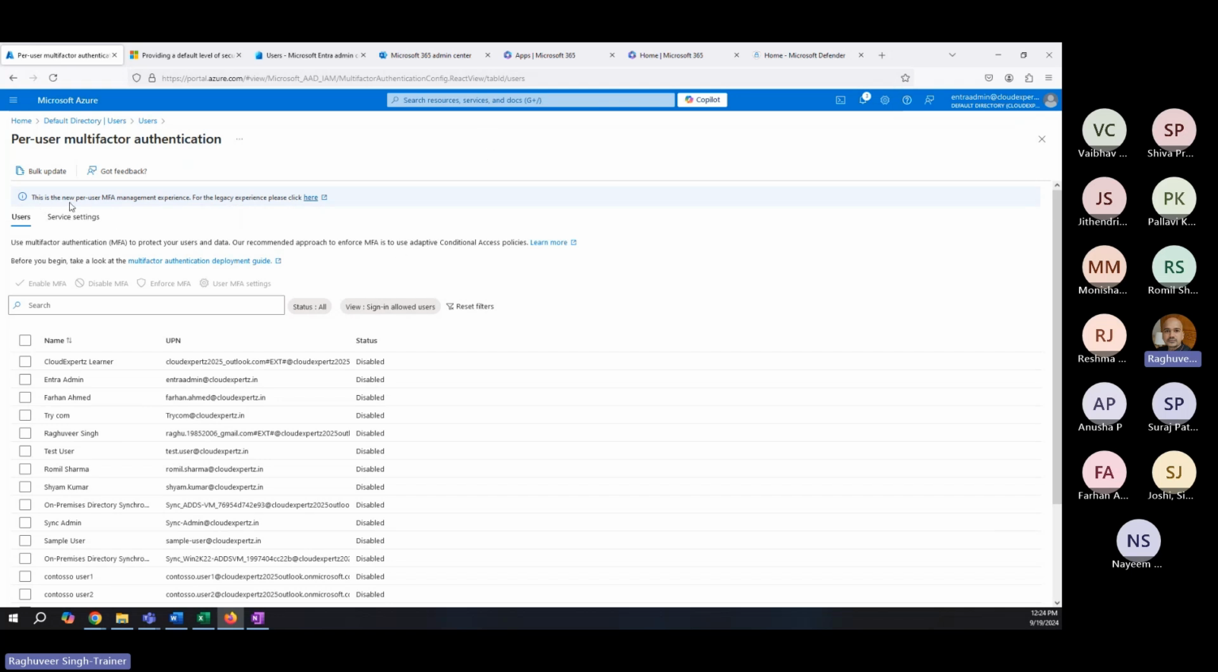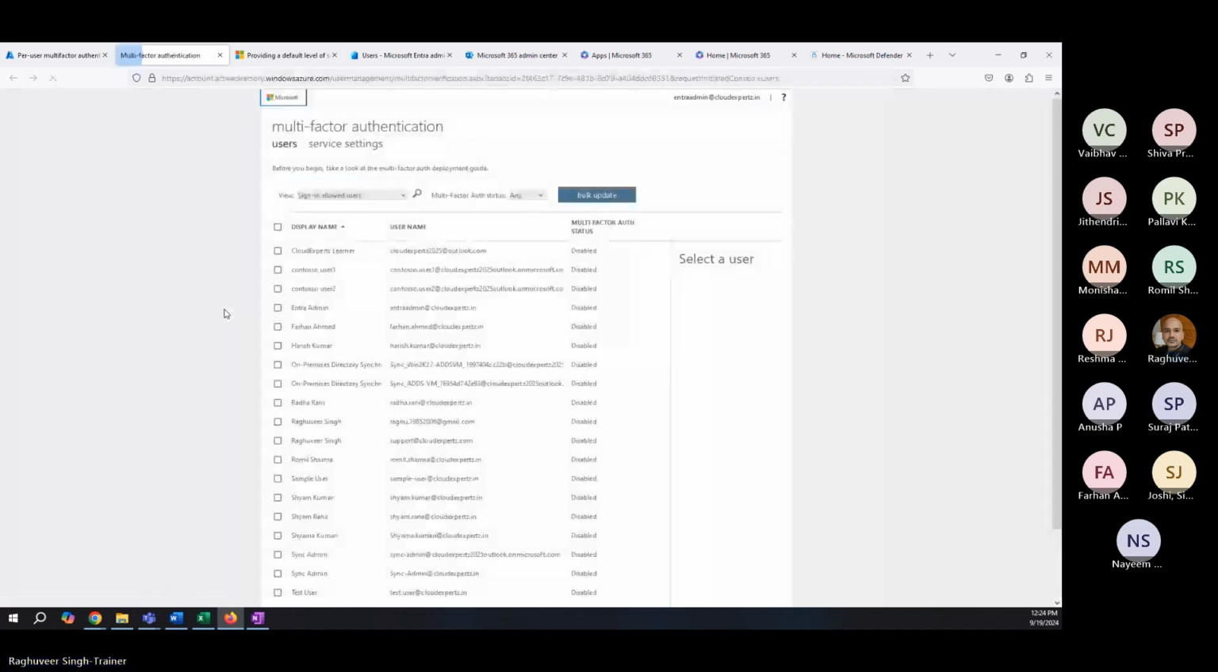So it says this is the new per user MFA management experience. For the legacy experience, please click here. So if you want to see how the legacy looked like, I will click here and you will see. This used to be the portal for legacy. So it would bring me to this URL, which is account.activedirectory.windows.azure.com, and here it would populate all my users.